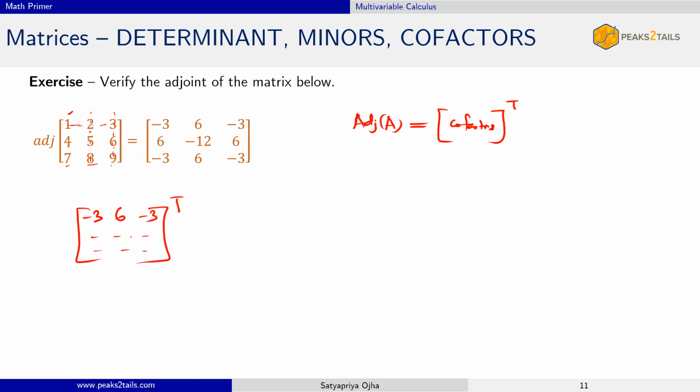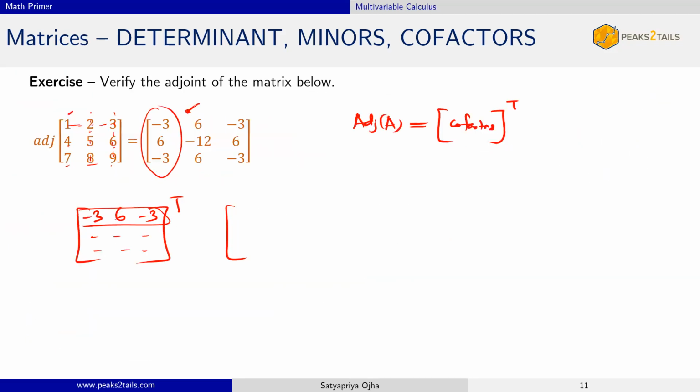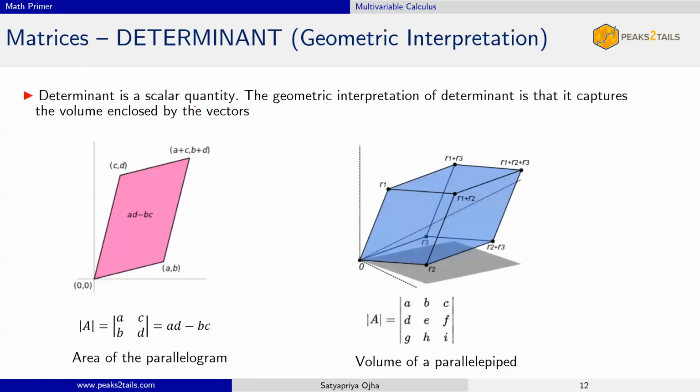Take transpose. If you take transpose, the first row will become the first column: minus 3, 6, minus 3. I hope you didn't look at this and tell me the answer. Anyways, I'm sure you got the gist, how to calculate minors, cofactors, and adjoint, and determinant, all 4. Okay, any questions? You'll never need to calculate minors or cofactors or adjoint. Also for determinant, you have a simple function in Excel, in Python, everywhere. Okay, let's move on then.